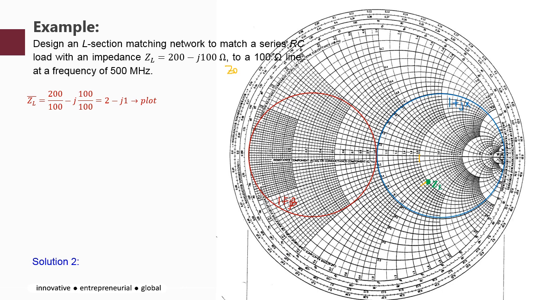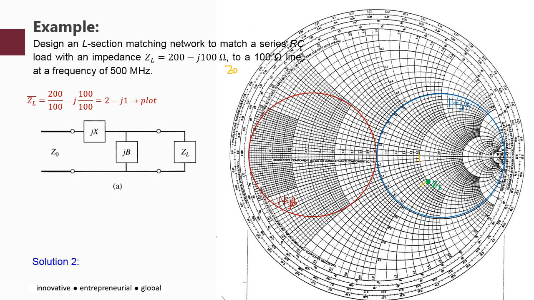Okay, once you have this, obviously the ZL lies within the 1 plus JX circle. So if it is within the 1 plus JX circle, you need to use configuration A, in which you have the JB component in parallel. So the first element that you need to analyze is the JB in parallel to ZL, and the second component will be the series one. Since JB is in parallel to ZL, it is a shunt configuration, so you need to use the admittance circle to solve for the component's value.